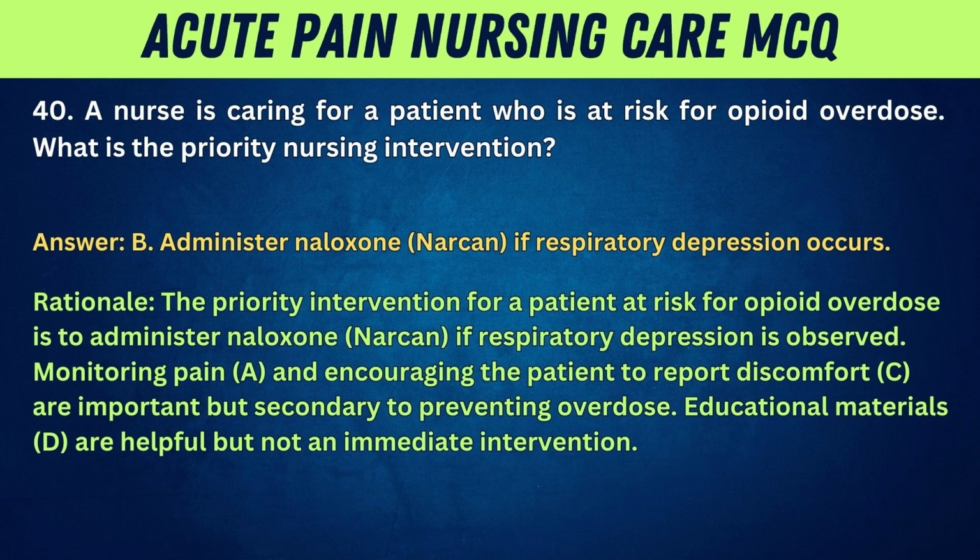Answer. B. Administer naloxone (Narcan) if respiratory depression occurs. Rationale. The priority intervention for a patient at risk for opioid overdose is to administer naloxone (Narcan) if respiratory depression is observed. Monitoring pain, A, and encouraging the patient to report discomfort, C, are important but secondary to preventing overdose. Educational materials, D, are helpful but not an immediate intervention.